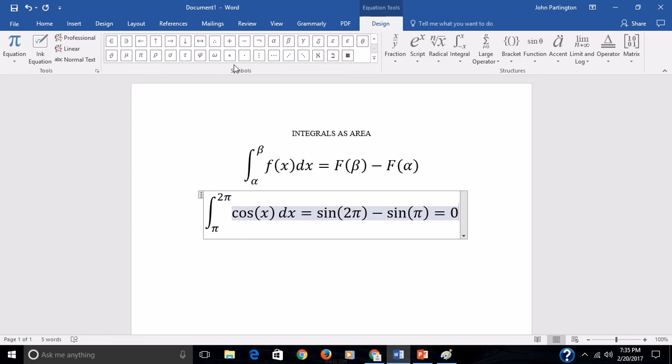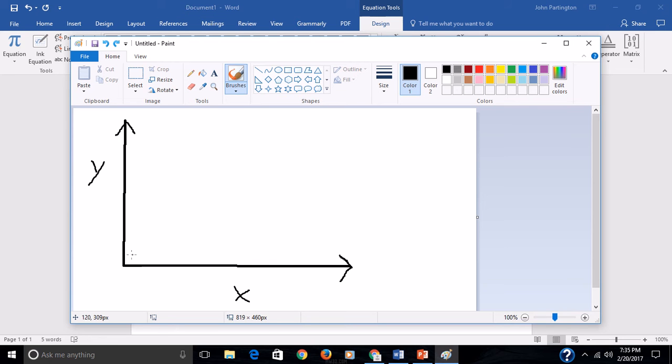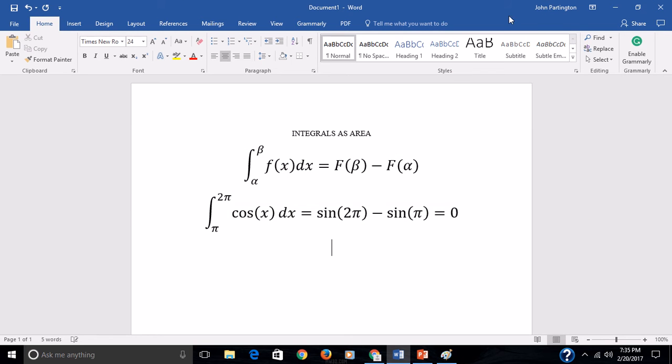Now the reason it's 0 is because we're going to have sections of this function, something like this. This is going to be negative area, and this is going to be positive area. These are going to be the same value, so they're going to add and subtract out. But let's do a little bit of a different example now that you know what we're talking about.